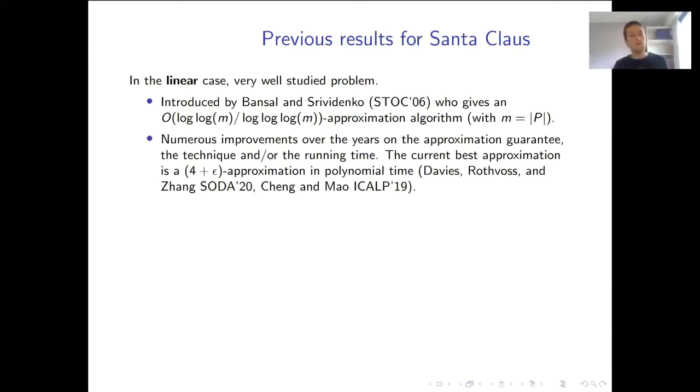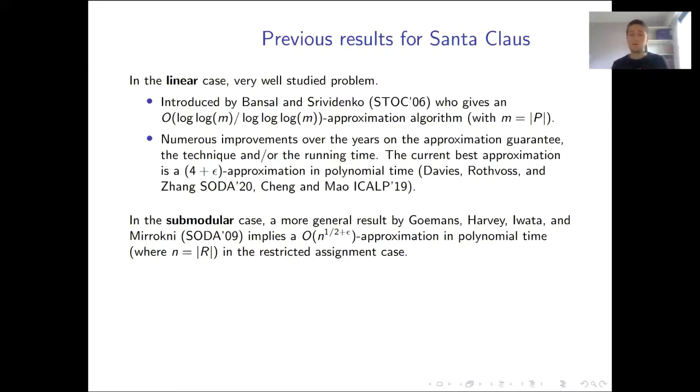So let's go back to Santa Claus. In the linear case, it's a very well-studied problem that was first introduced by Bansal and Sviridenko in STOC 2006. They gave a log m over log log m approximation, where m is the number of players. Over the years there have been numerous improvements in technique and running time, and the current best approximation stands at a 4 plus epsilon approximation in polynomial time.